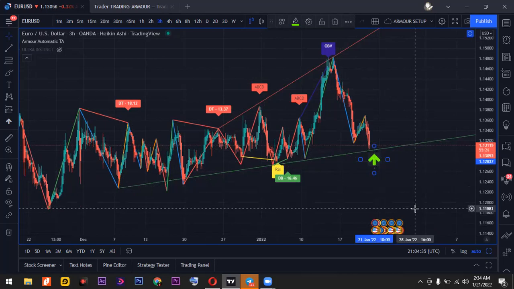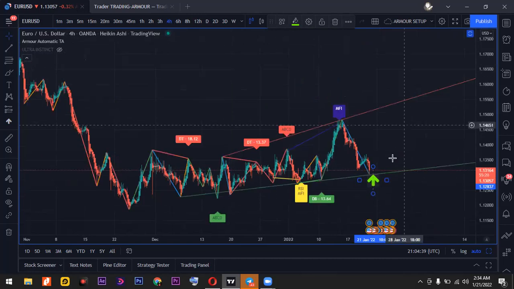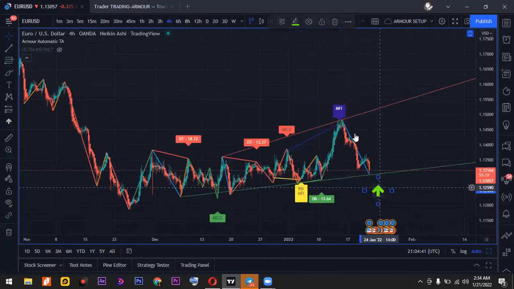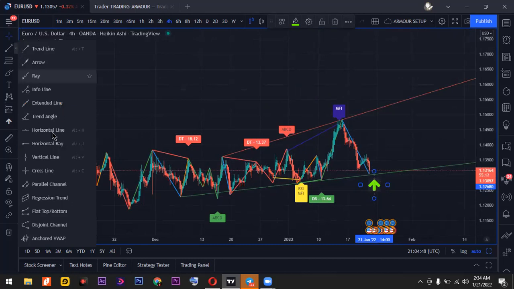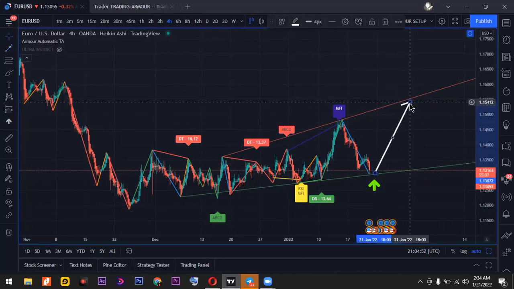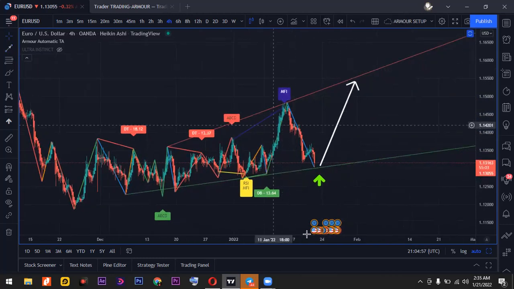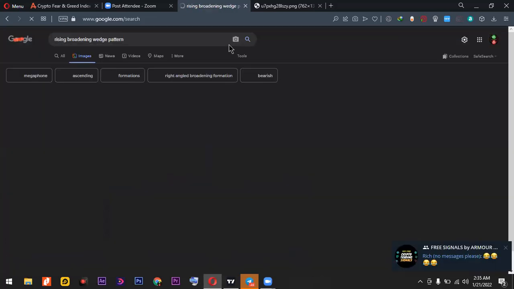Yeah, 0.18. Let's move to the 4 hours. Similar. So it's holding the support. So in my opinion, it should bounce. According to the 4 hours, it should bounce, if not broken. And why I'm saying that is because it's looking like a rising broadening wedge. Let me show you. I showed you the falling broadening wedge. Now the rising broadening wedge. Look.